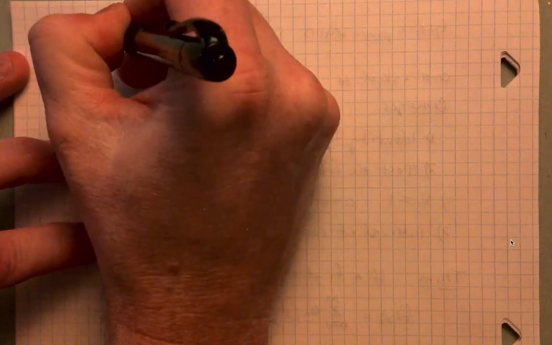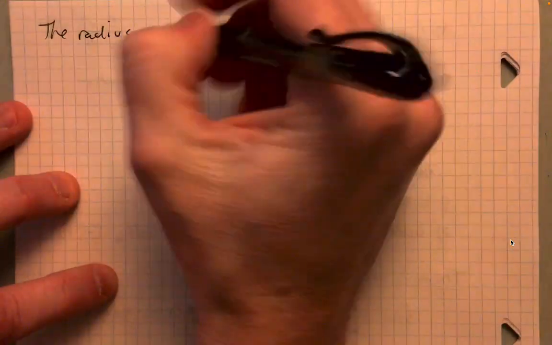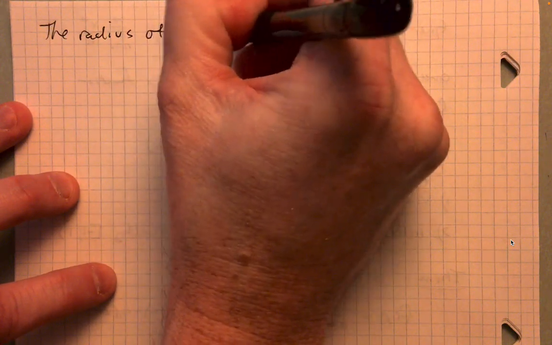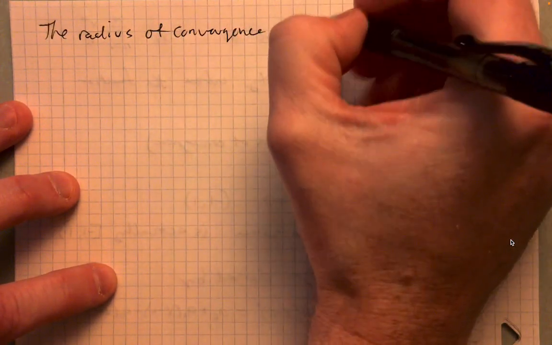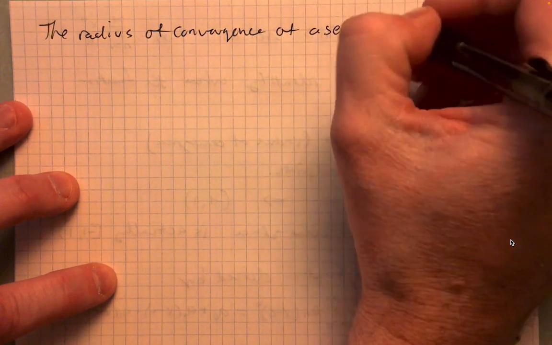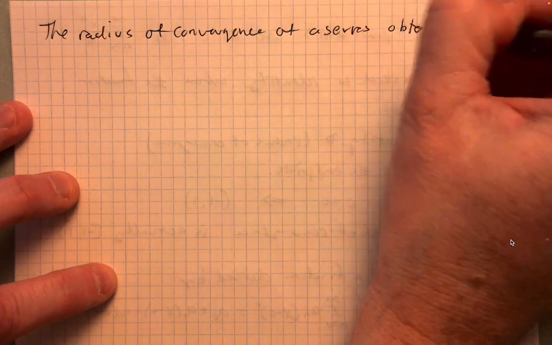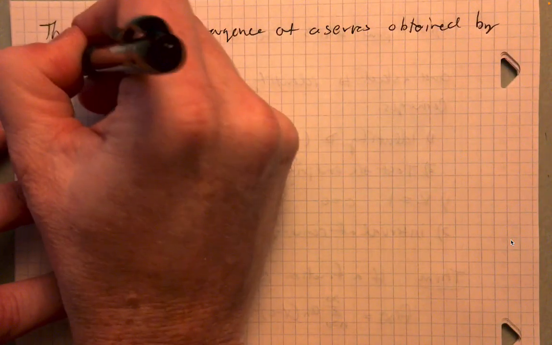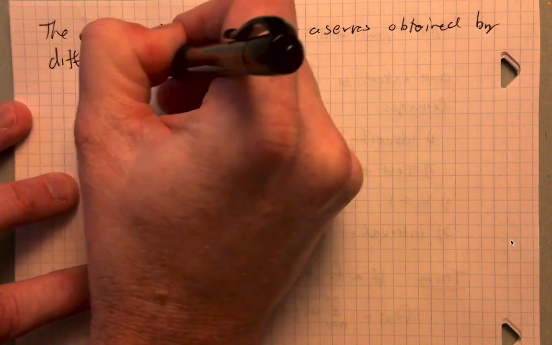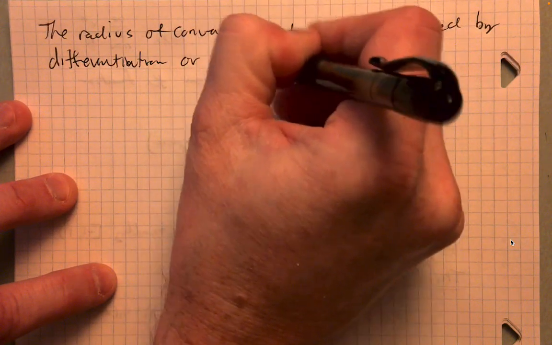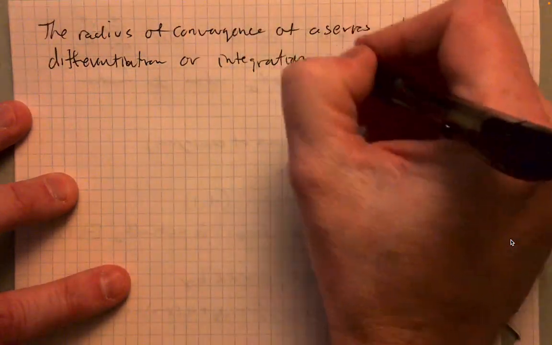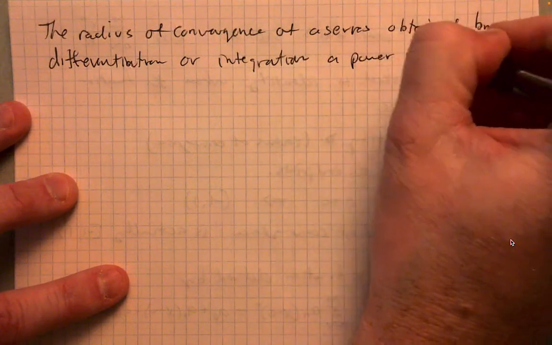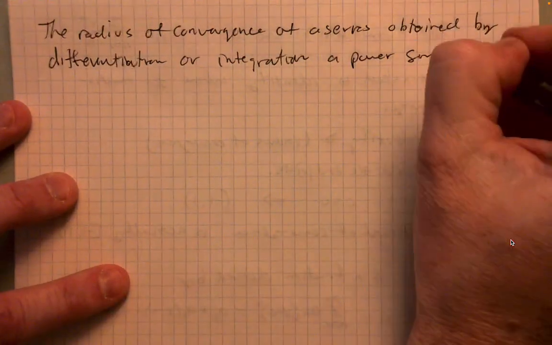A few things to note. The radius of convergence, this is still part of the theorem actually, of a series obtained by differentiation or integration of a power series is the same as the original series.